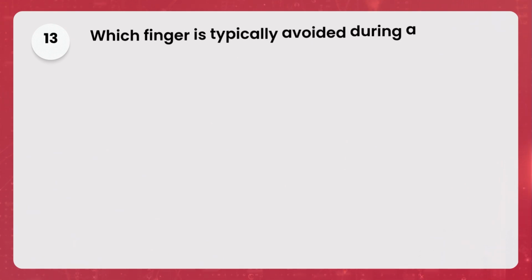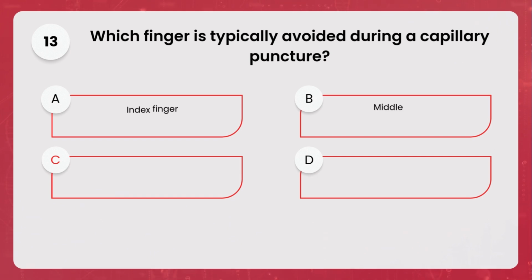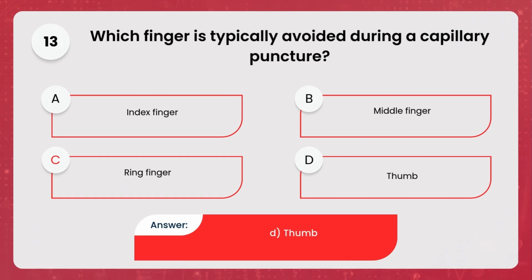Number 13. Which finger is typically avoided during a capillary puncture? A, index finger, B, middle finger, C, ring finger, or D, thumb? The answer is D, thumb.